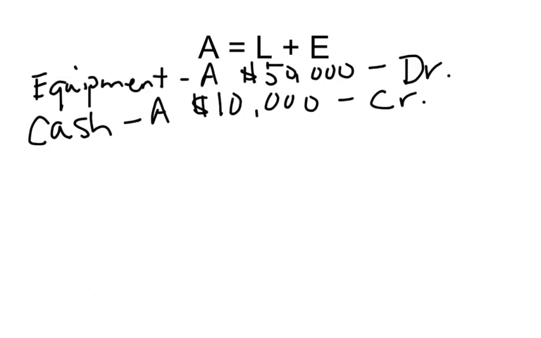Well, we got two accounts, right? Are we done? Does our accounting equation balance? We increased assets by 50, we decreased them by 10. No, we do not balance, and our debits and our credits do not equal. We have $50,000 in debits. We only have $10,000 in credits. So we know something else is involved, and there was another piece of that too.